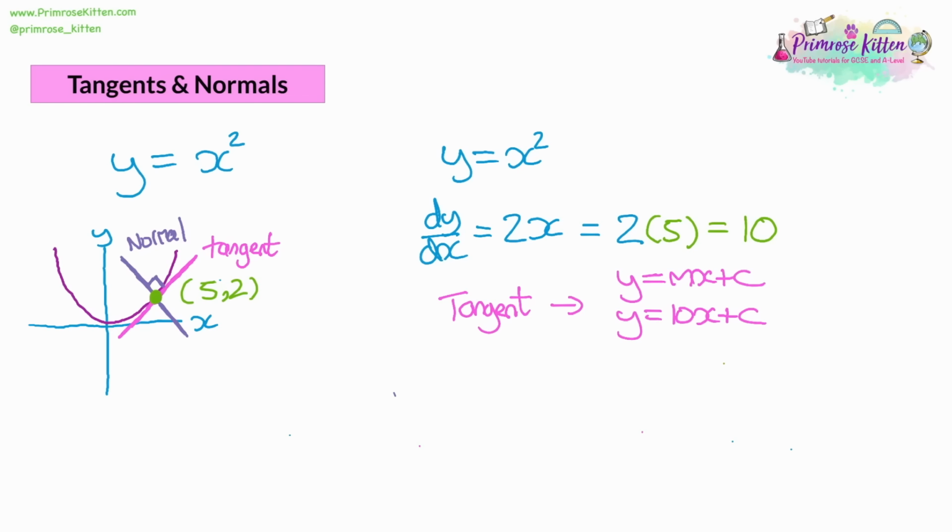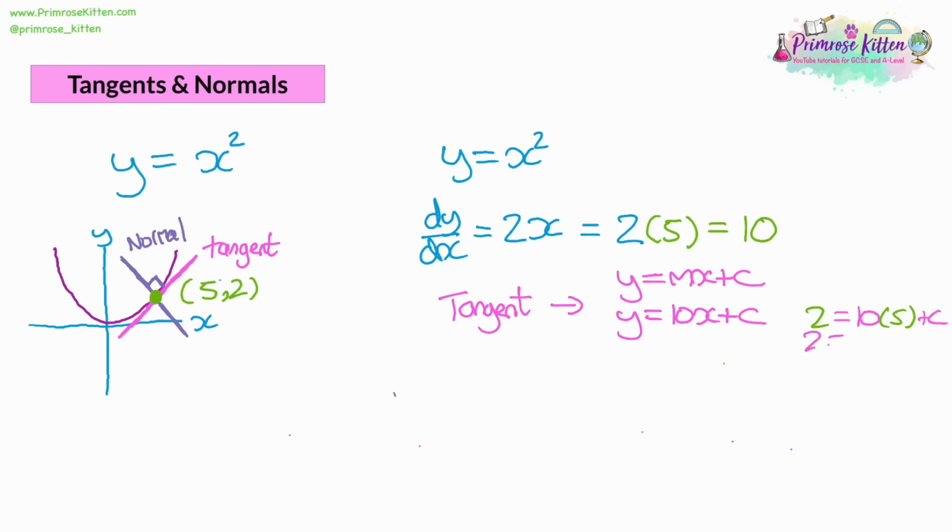All we want now is a value of c. And to do that, again, we're going to substitute in the coordinates at the point, the 5 and the 2. So y is going to be equal to 2. Then we've got the 10 lots of x, and x is 5. And we've got the plus c, which is what we're looking for.